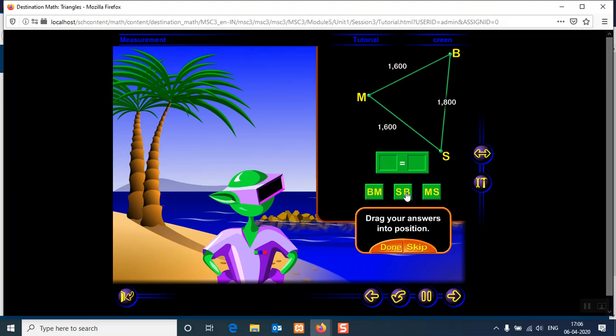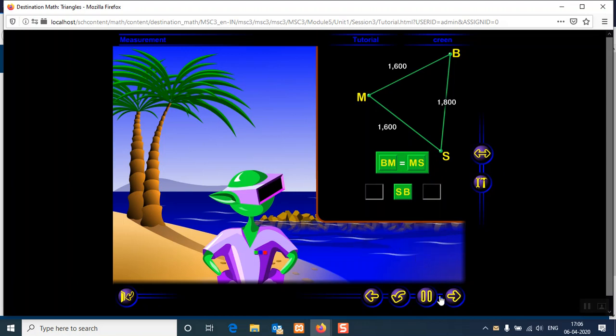So this is my BM and this is my MS. Which two sides are equal? The students will again do the interactivity. So this is to retain the content that we are explaining to the child, and the child is following. That's correct. The lengths of these sides are equal.